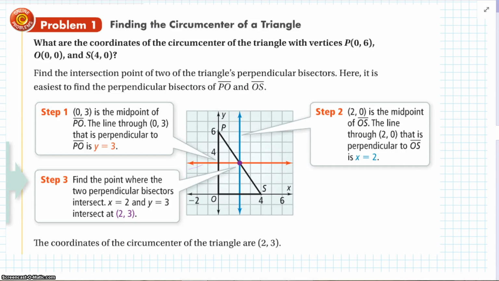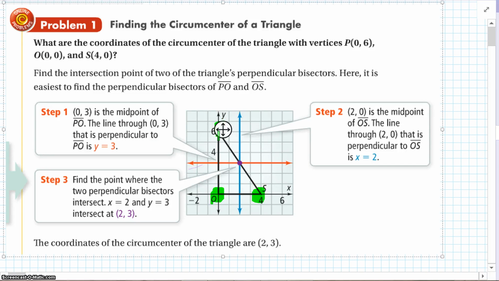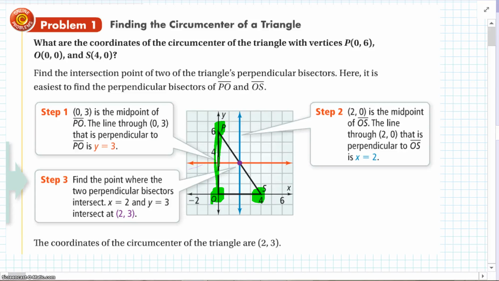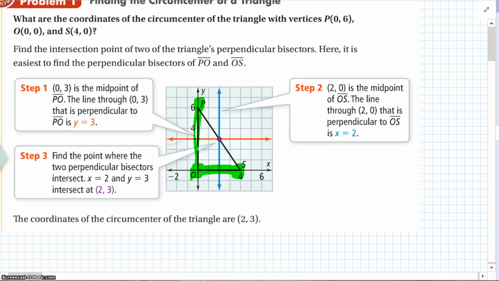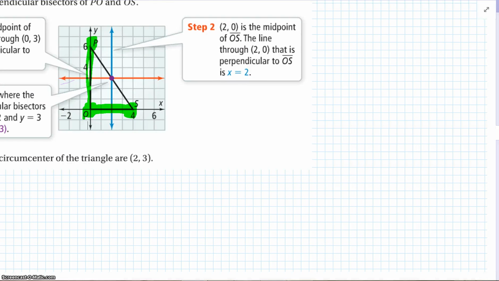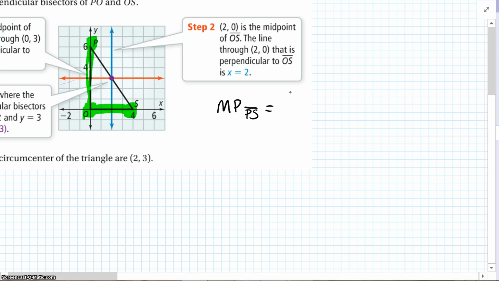What are the coordinates of the circumcenter of a triangle with vertices of 0, 6, 0, 0, and 4, 0? So we plot 0, 6, 0, 0, and 4, 0. Well, what do we notice right now? We notice this is a right triangle. So we know, without having to do too much, the circumcenter is going to be the midpoint of PS. So how do we find the midpoint of segment PS? Well, we're just going to add the x of P plus the x of S, divide it by 2. That'll give us our x midpoint. Y of P plus y of S, and divide that by 2.